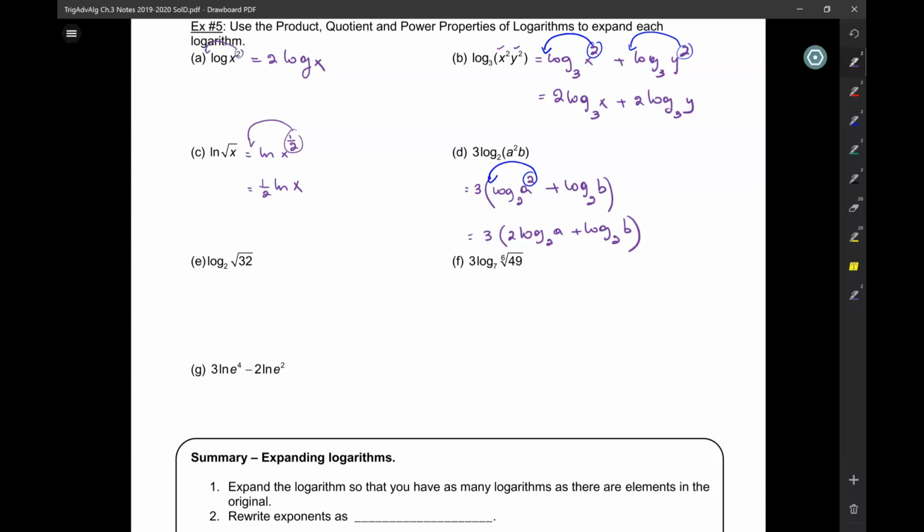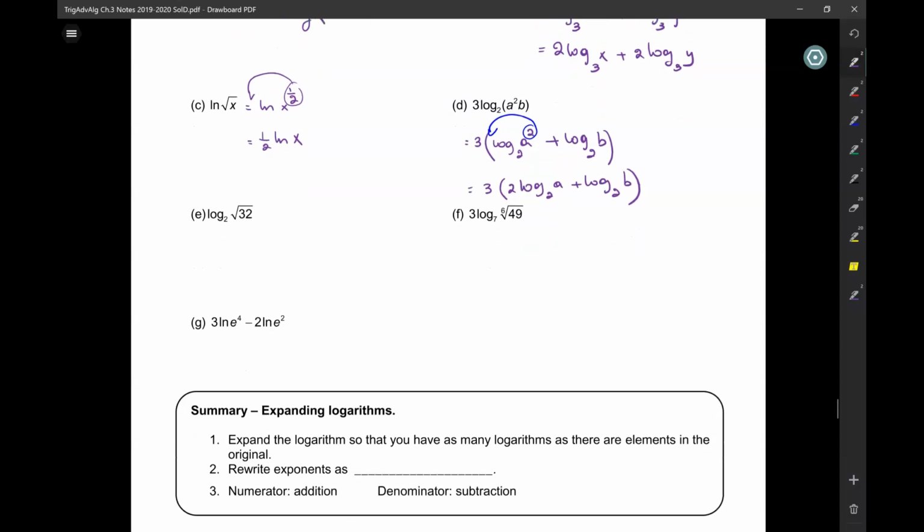If you want to distribute the 3 and make it 6 log 2a, 3 log 2b, that's also okay and full credit. But the step above, that first step, barely half credit. Yeah? Okay. All right, look at this next one.